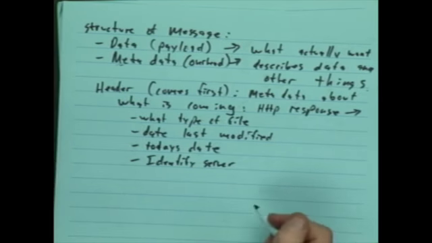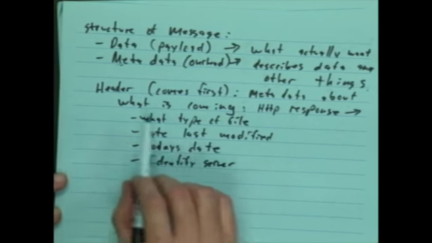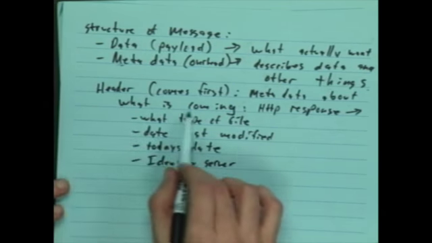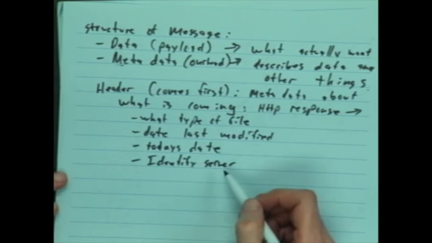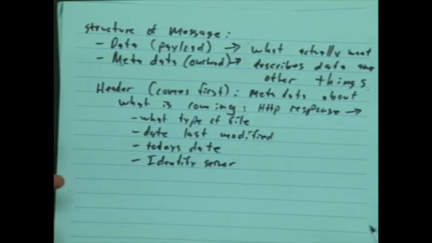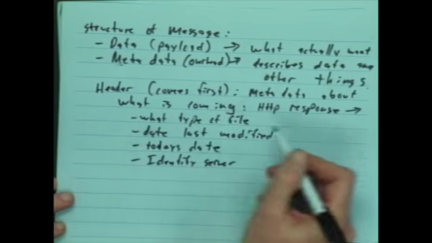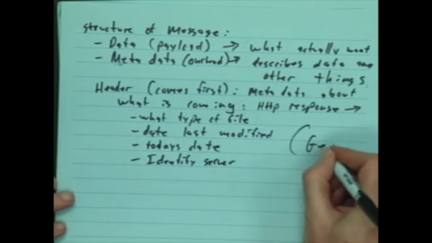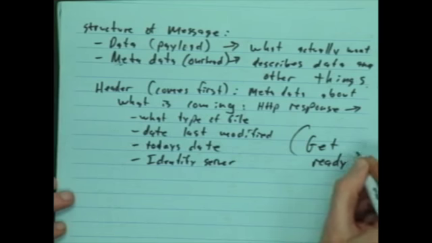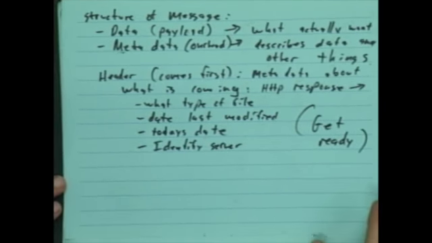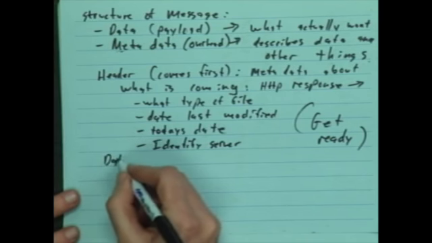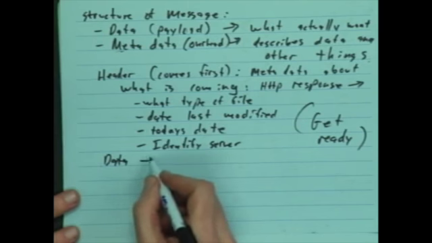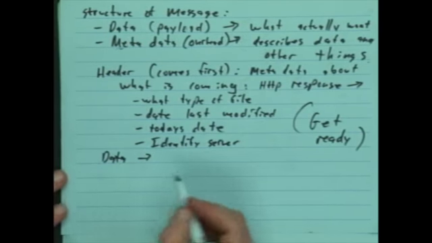In here are also things like cookies. You guys know cookies, right? If I need a cookie, it's going to be in here too. So the header, again, is metadata about what is coming. We do the header first because we want to get the client ready for it. Then we'll just have the data. That's easy. We like that stuff. This is what we wanted.